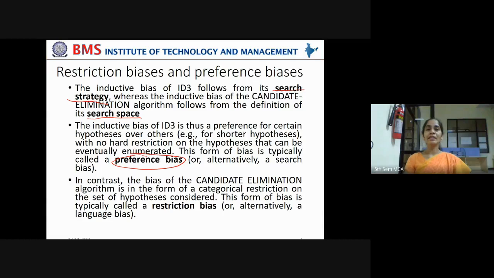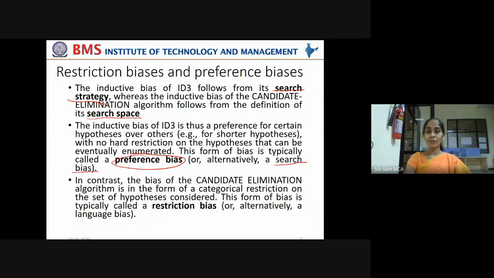Understood clearly now? The inductive bias of ID3 is thus a preference for certain hypotheses over others, meaning preference for simpler trees over complex trees. That is why we call it preference bias, or alternatively we can also call it search bias. It is biasing its search, limiting its search so that it prefers only simpler decision trees rather than complex decision trees. Got it? Now, in contrast, let us see the other algorithm.